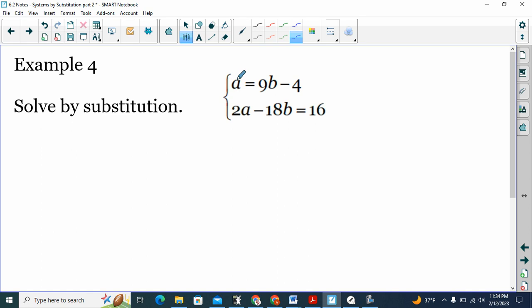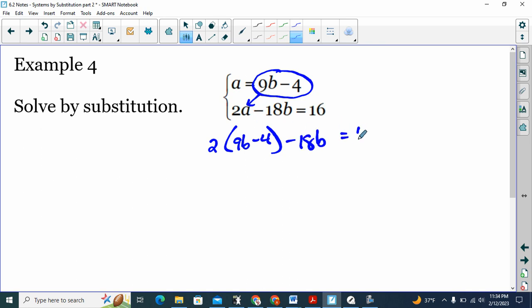Start by substituting. A equals, so I know a and 9b minus 4 are the same thing. So I can replace a with 9b minus 4. So I'm recopying the bottom equation, 2 times a, but instead of a, I'm putting in 9b minus 4. Now I've got minus 18b equals 16. I copied this equation exactly as it is, but instead of a, I put in 9b minus 4, and I put it in parentheses. Now we distribute.